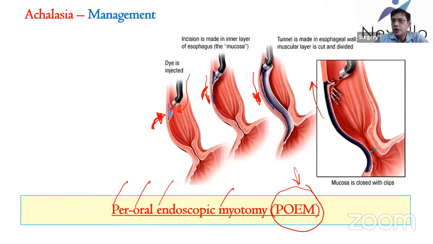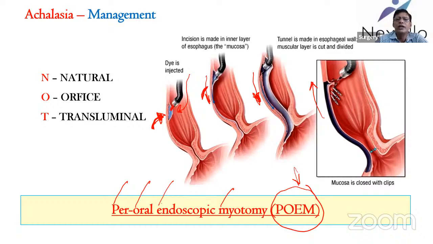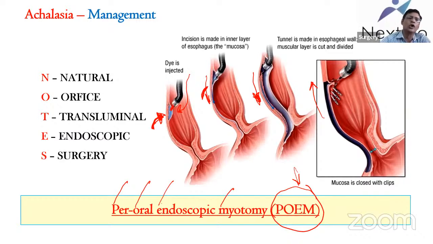Natural opening is being utilized to perform the endoscopic surgery, and these surgeries are known as NOTES, N-O-T-E-S. N stands for natural, O is orifice, T is transluminal, going through the lumen, endoscopic surgery. N-O-T-E-S, notes. So POEM is just a type of notes, as you can see.